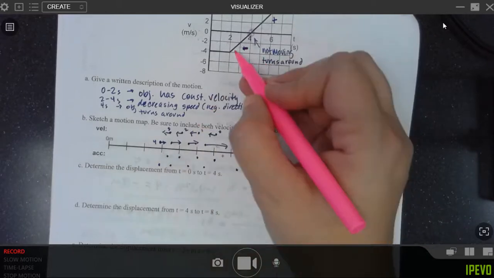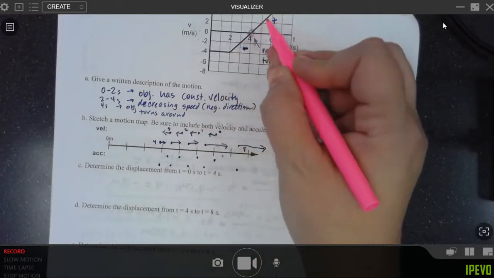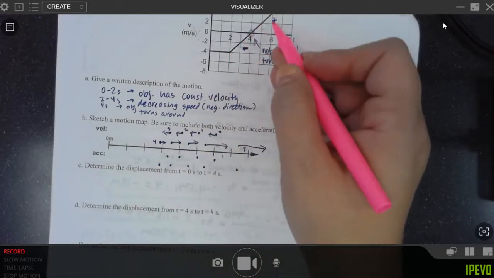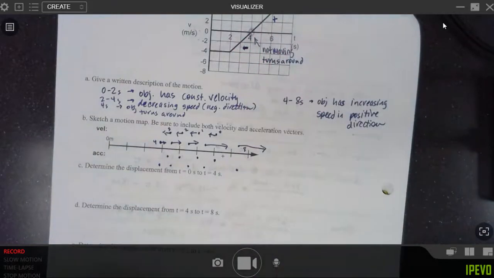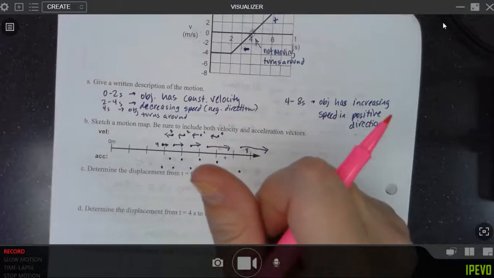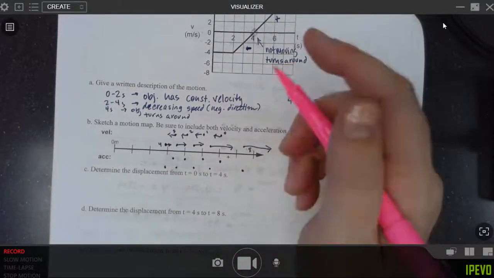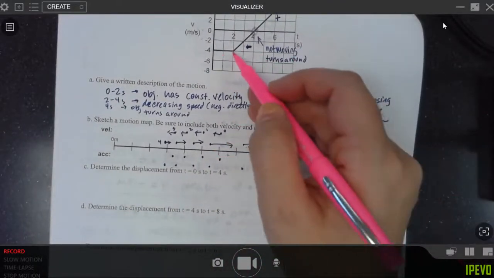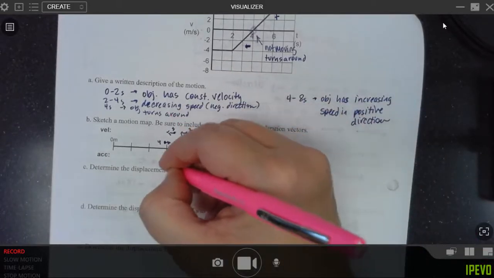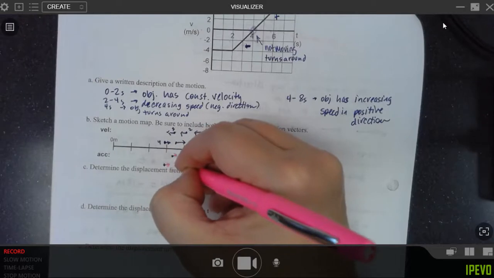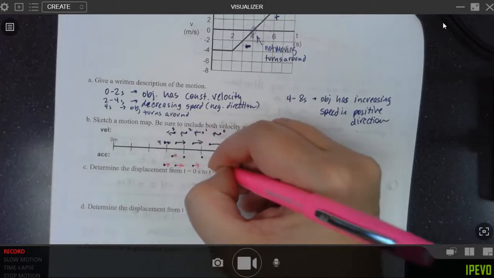This one, do you guys see all the way across this, no matter if the velocity is positive or negative, the slope of that line is always positive, which means your acceleration arrow should always point in the positive direction here. And that happens after 2 seconds. So I have 0, 1, 2, and then my arrows are going to point to the right. And they should be all about the same size.